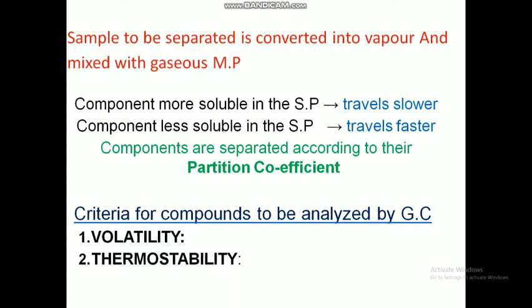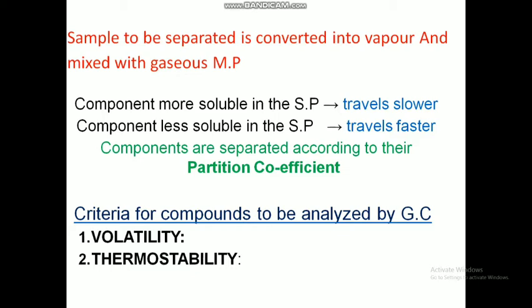Because the principle for gas liquid chromatography is partition, the components are separated according to their partition coefficient. There are two criteria for components to be analyzed by gas chromatography: first, volatility, and second, thermostability. First, volatility. Volatility means if our compound is volatile in nature, it can be mixed with the mobile phase. Hence volatility is most important.